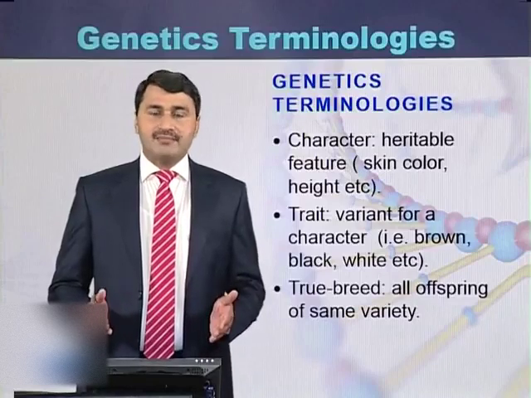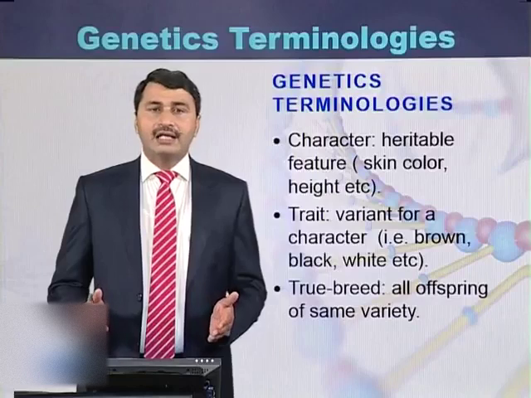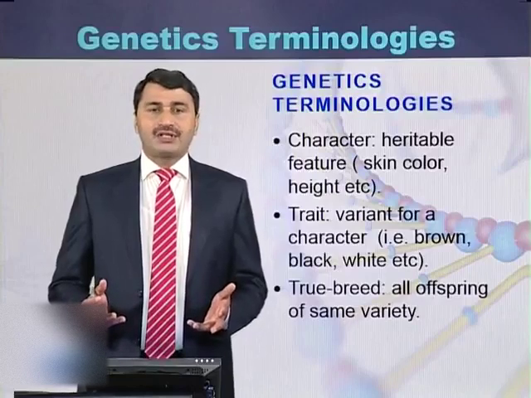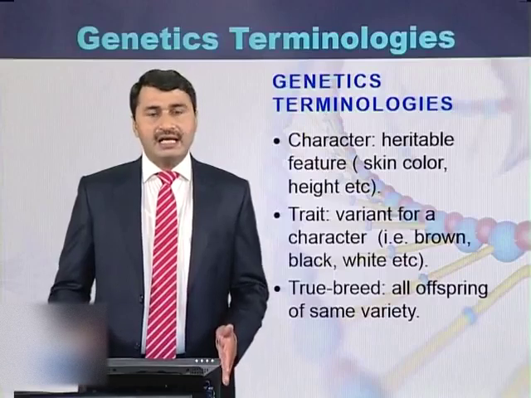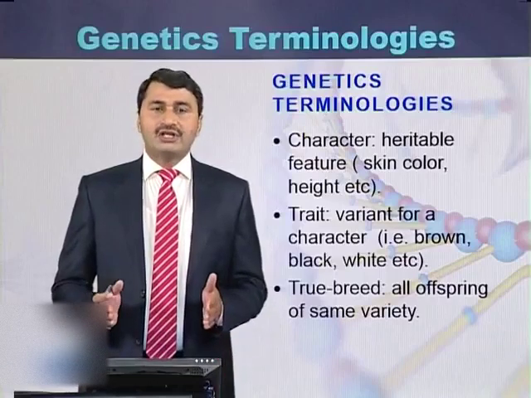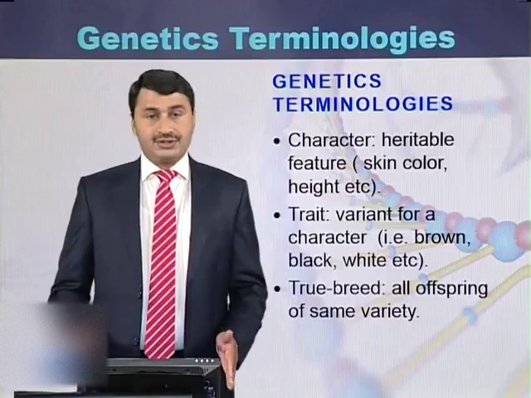If we take the example of human eye color, some persons have black eyes, some brown, some gray and some blue. So this variation is called traits.